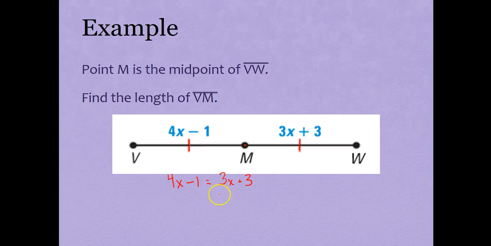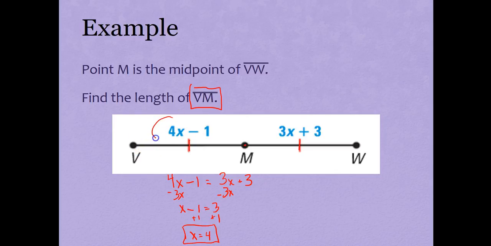Solve for x. So I'm going to subtract 3x from both sides. So 4x minus 3x is 1x, or x minus 1 equals 3. Add 1 to the other side, x equals 4. So that's important. However, always read the directions because a lot of times in geometry, it wants you to find something besides x. In this case, it wants us to find the length of VM.